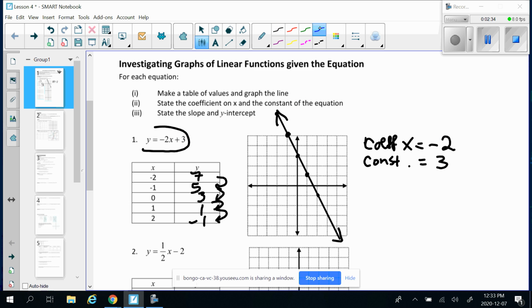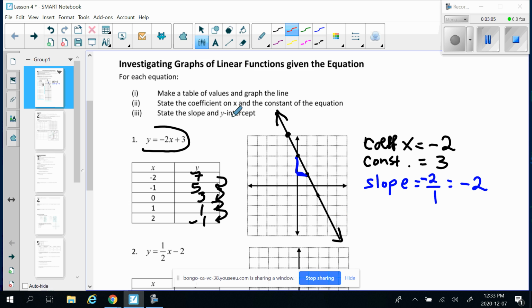And then the last part of the question asks us to state the slope and the y-intercept. So to calculate the slope, we can take a look at our graph. And we can see that there's a rise over a run. So I can actually use, for example, these 2 points because they are exact. And I can look for a rise and a run. So the rise is 2 and the run is 1. And this is actually a negative slope because it falls to the right. So my slope is actually -2 if I calculate it from there.